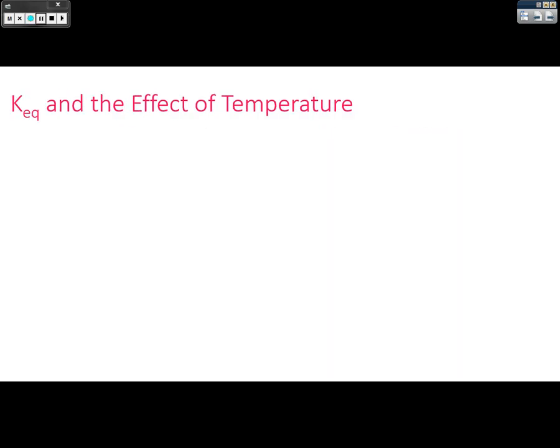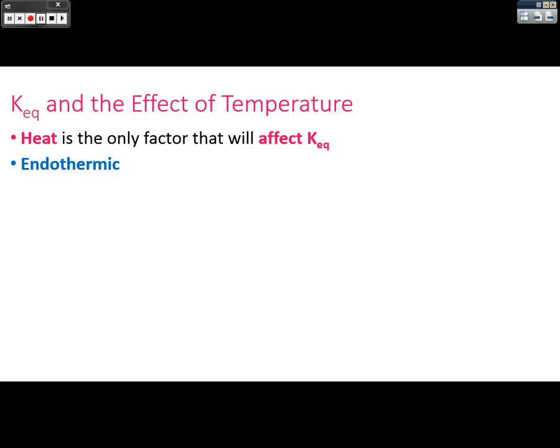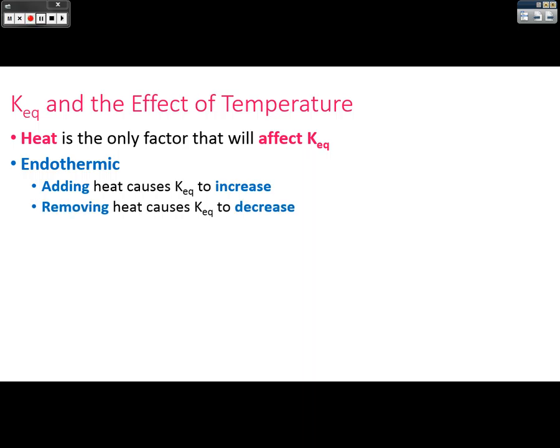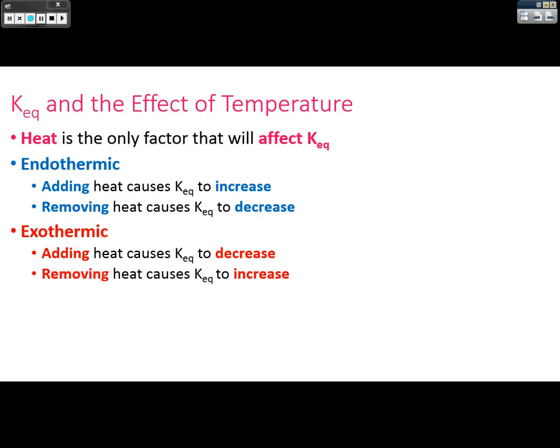Now, equilibrium constants are not affected by really anything except for temperature. Temperature is the only factor that will affect equilibrium constants. But it affects endothermic and exothermic reactions differently. For an endothermic reaction, adding heat causes the equilibrium constant to increase, whereas removing heat causes it to decrease. And for an exothermic reaction, adding heat causes the equilibrium constant to decrease, and removing it causes it to increase.